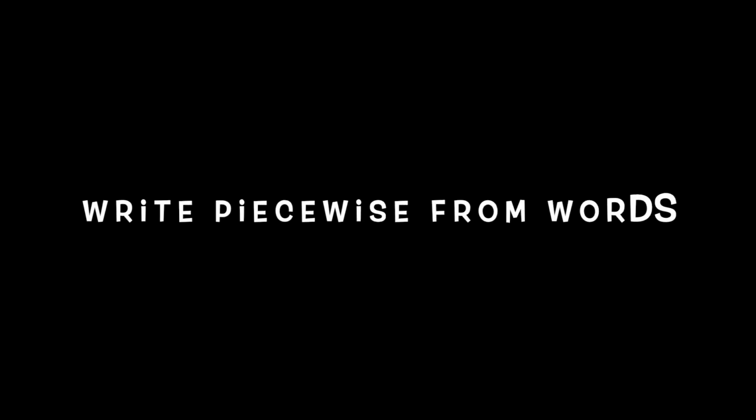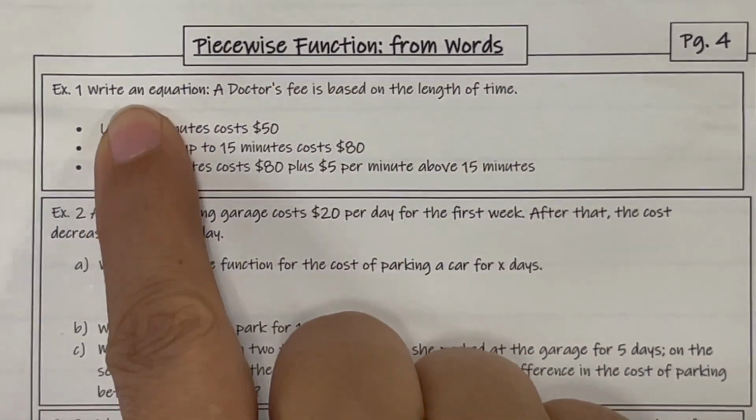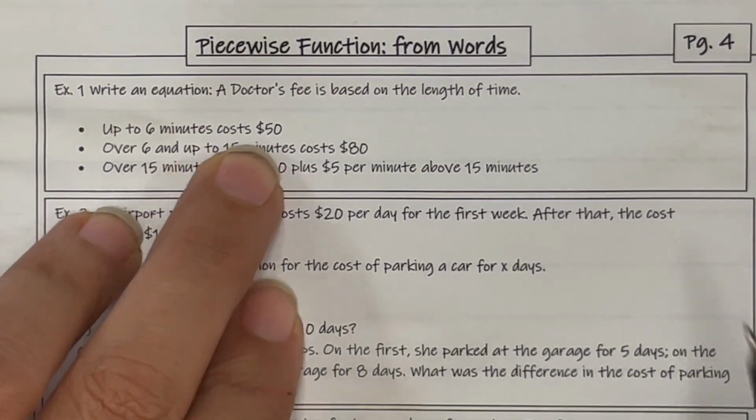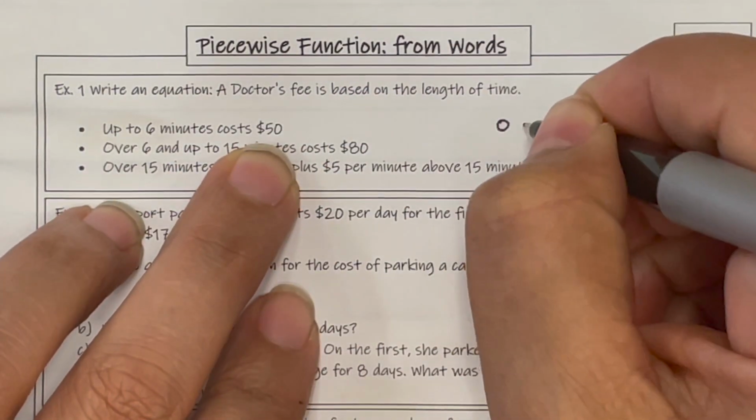Let's take a look at how to write piecewise functions from context problems, from words. All right, so you're writing an equation for a fee based on the length of time. Up to 6 minutes costs $50. So what does that mean?